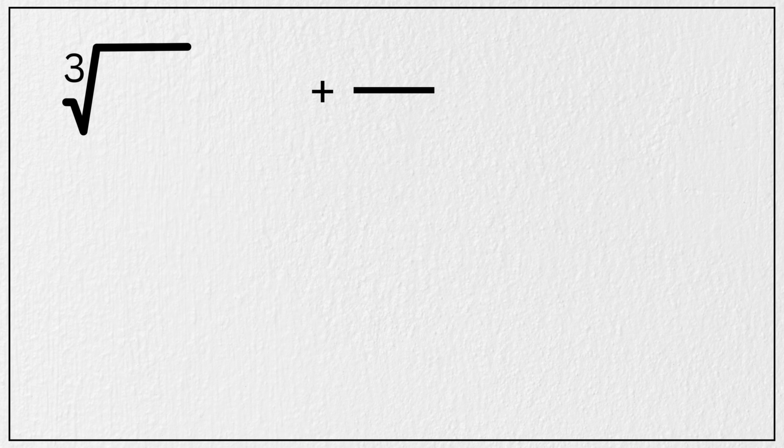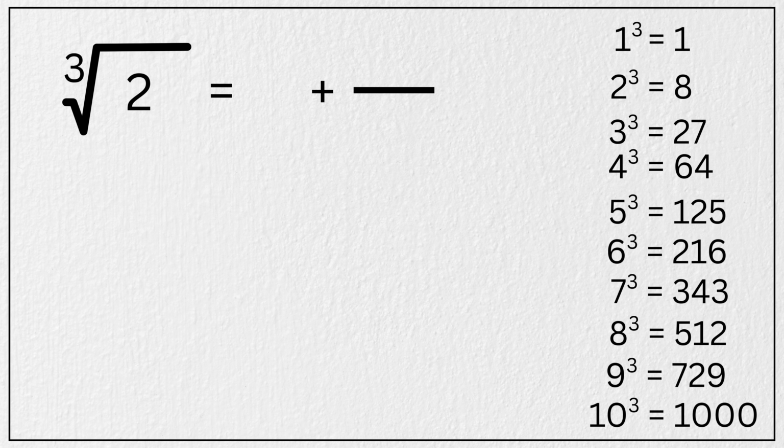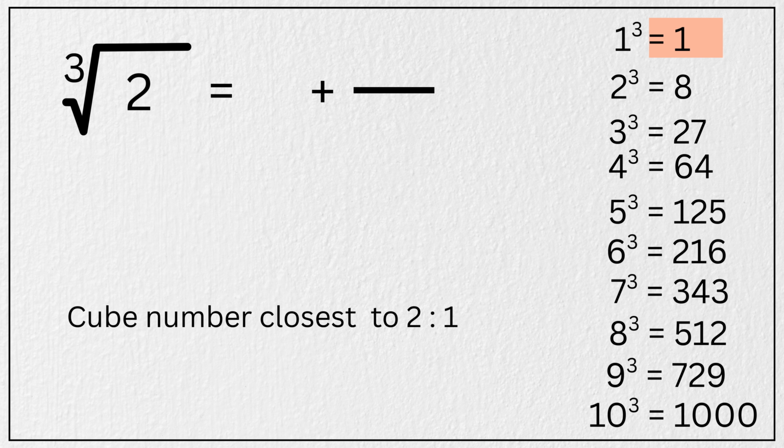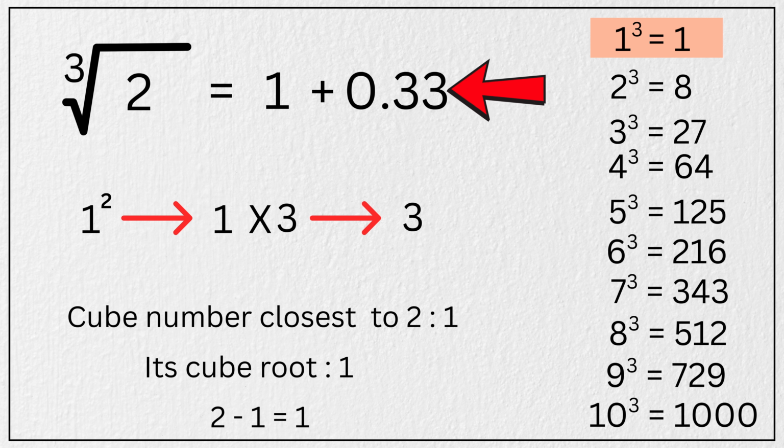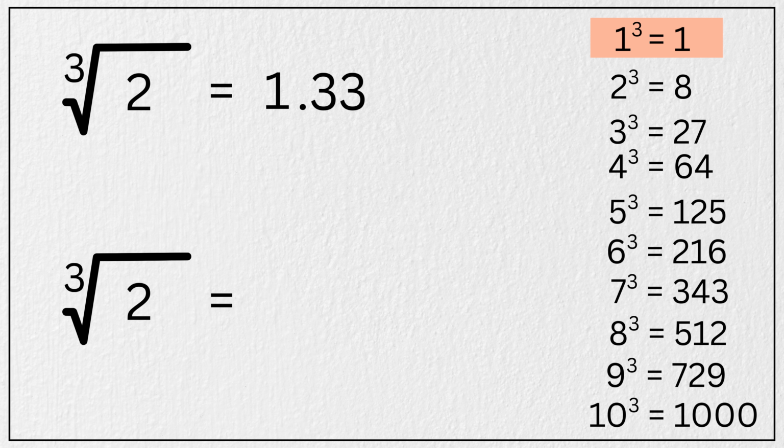Alright, now here is where you need to be careful. Let us estimate the cube root of 2 using this method. The perfect cube which is close to 2 is 1, and its root is 1. 2 minus 1 is 1. Multiplying the square of 1 with 3, we get 3. 1 over 3 is 0.33, so our estimate is 1.33. But the real cube root of 2 is about 1.25, so we are a bit off.